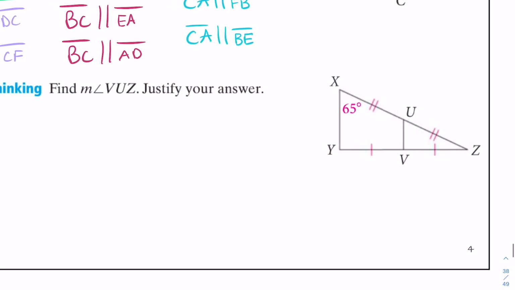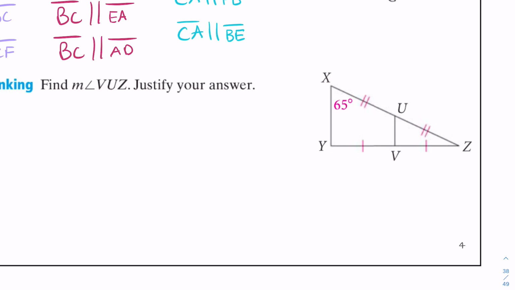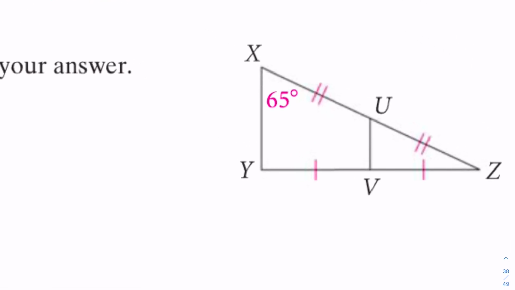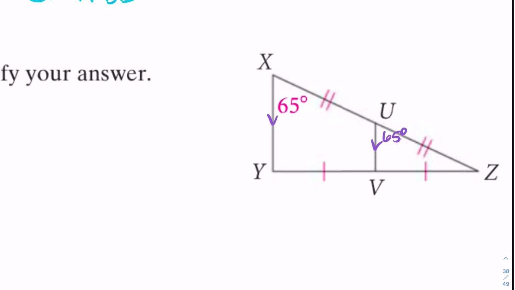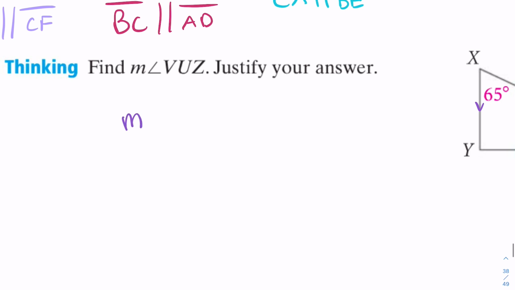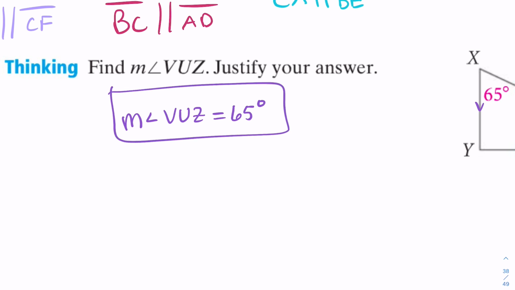Okay. Find the measure of angle VUZ. Well, let's see. If this is 65, this is 65 as well, just because these are parallel. Right, so parallel. So 65 degrees. Those are corresponding angles. So the measure of angle VUZ is 65 degrees. That was quite easy.